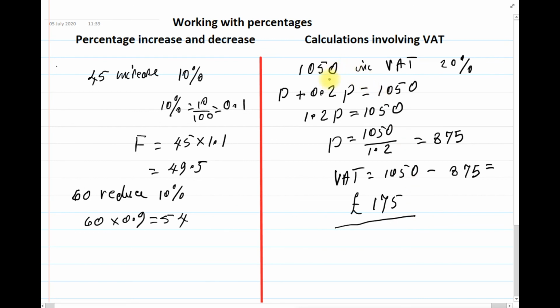So if an item is purchased at 1,050, which includes VAT at a rate of 20%, we first set up this little equation: 1.2P is equal to 1,050. From here, the P that we find is the price excluding VAT, and then we subtract the two and we find the VAT.